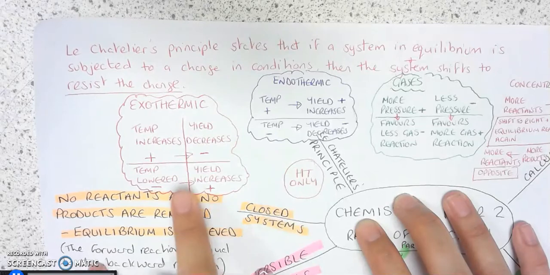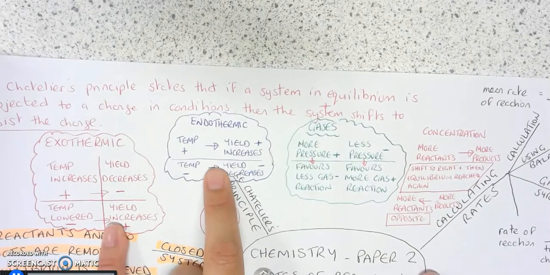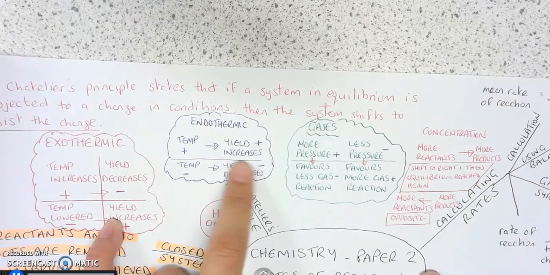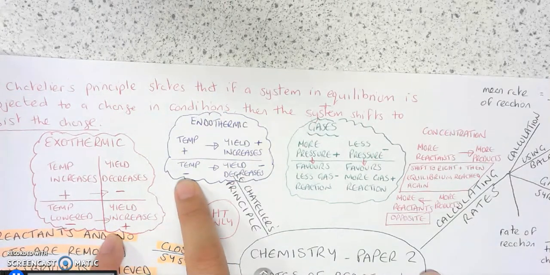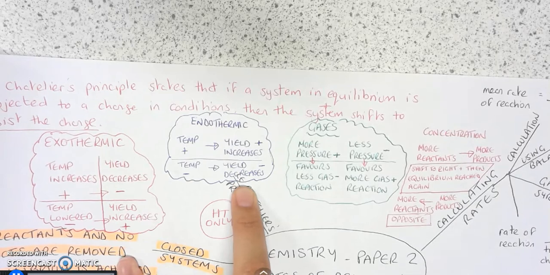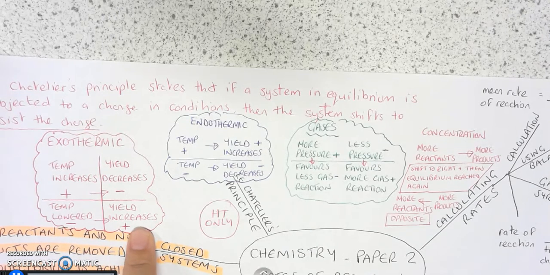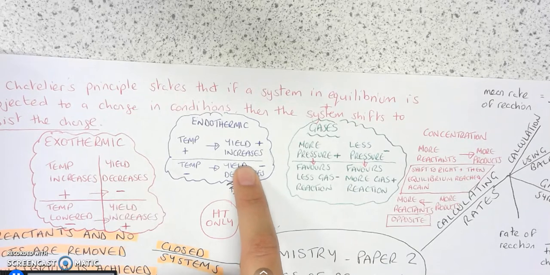Okay, so that's the first one. The next one though, endothermic, if you look at an endothermic reaction, if the temperature goes up, the yield goes up, the yield increases, and if the temperature goes down, the yield goes down. So exothermic, temperature up, yield down, temperature down, yield up, the opposites, whereas endothermic, they are both the same. Temperature up, the yield goes up.